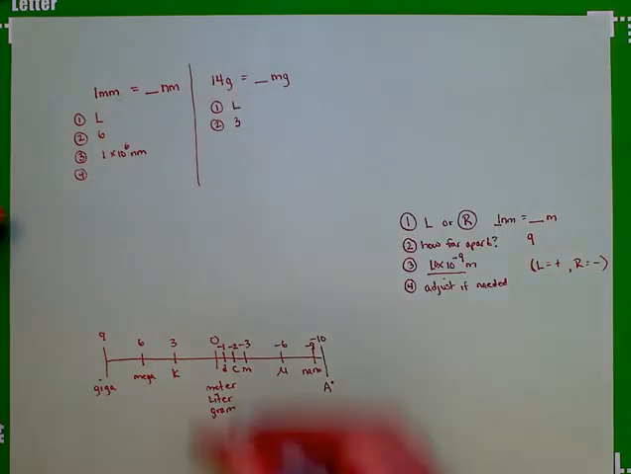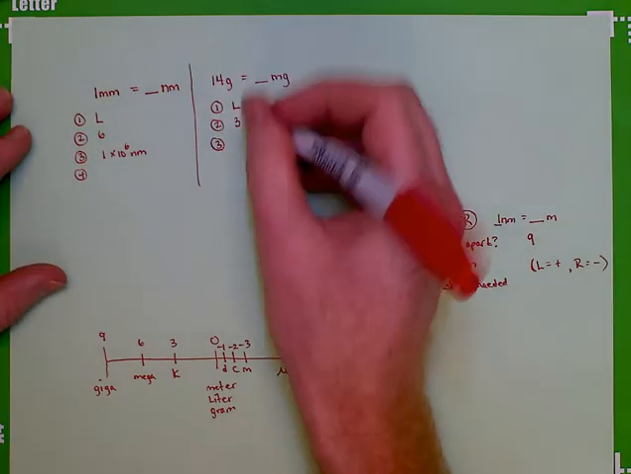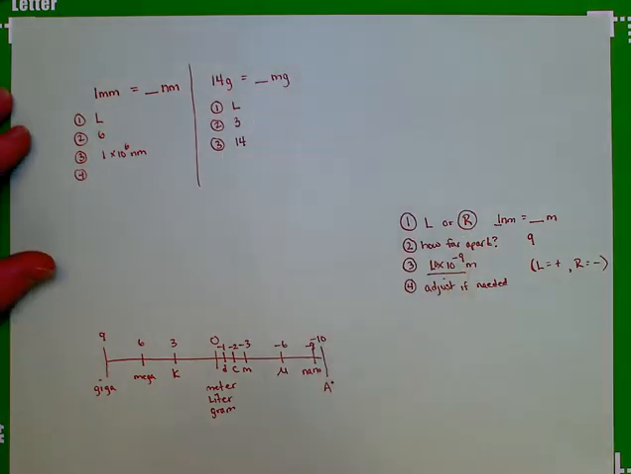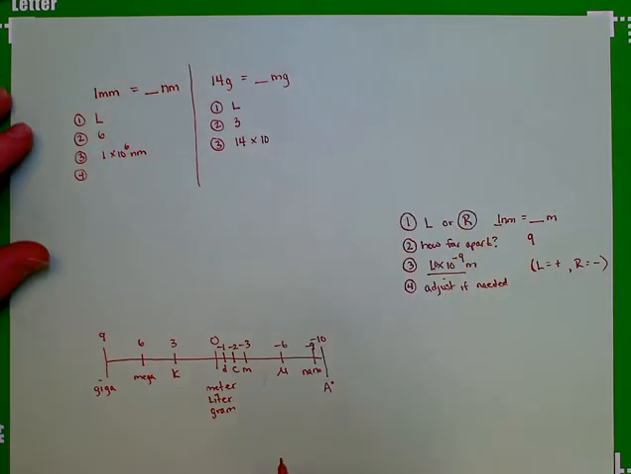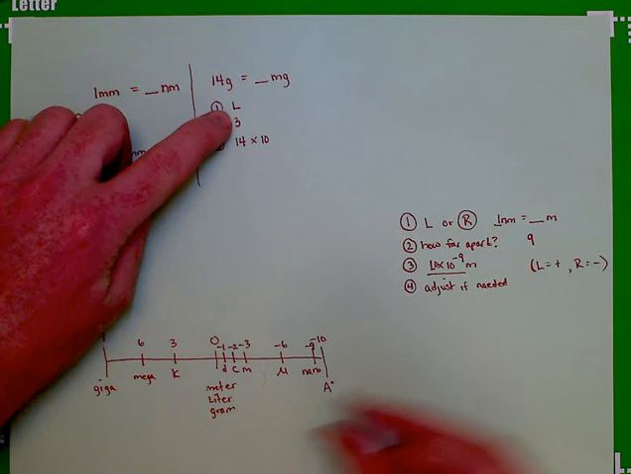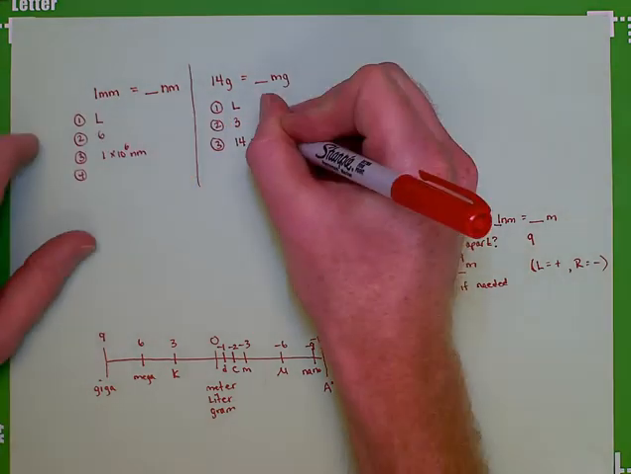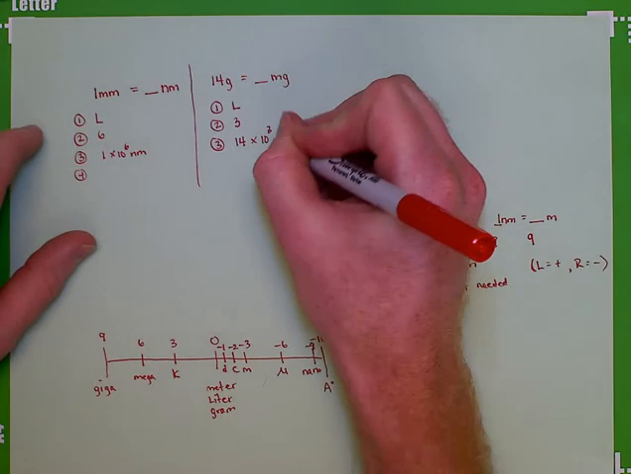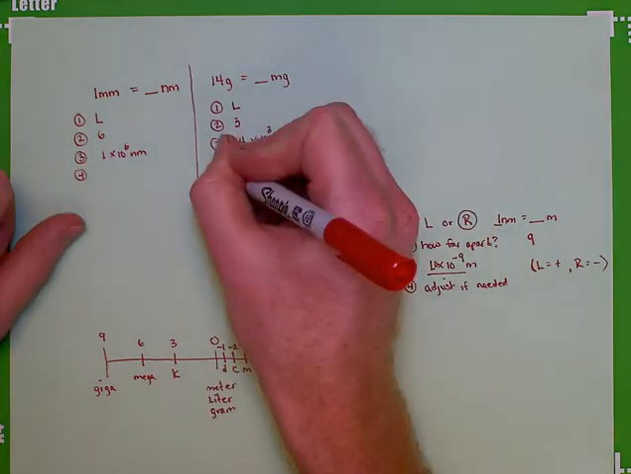Number 3, let's do our conversion. Take our number, 14 in this case. 14 times 10, we said it was a left, and so left means positive, and so 10 to the third milligrams. Okay, now, number 4.